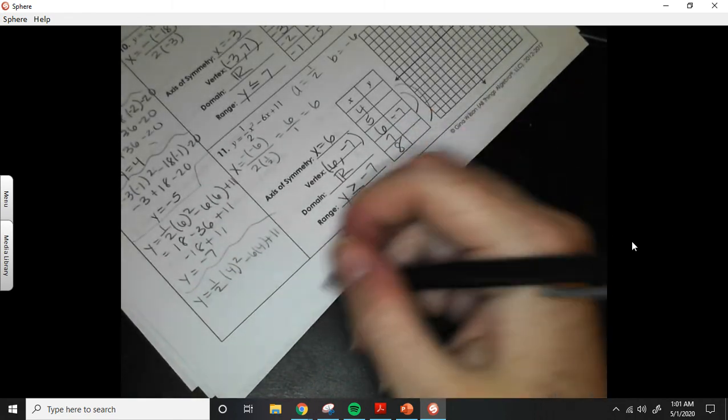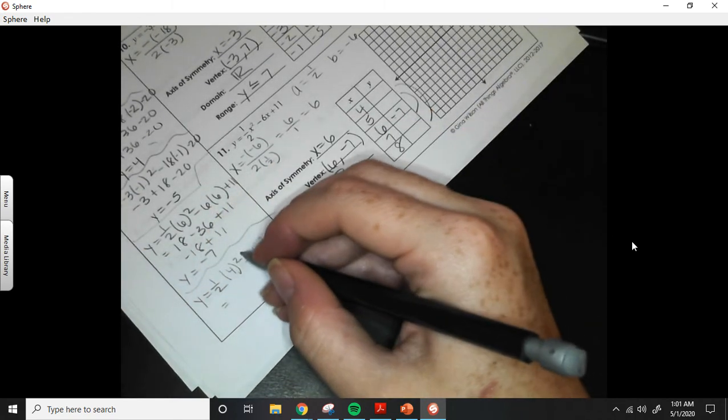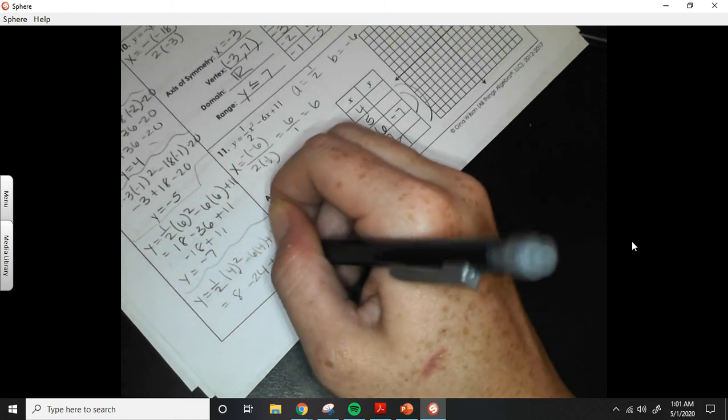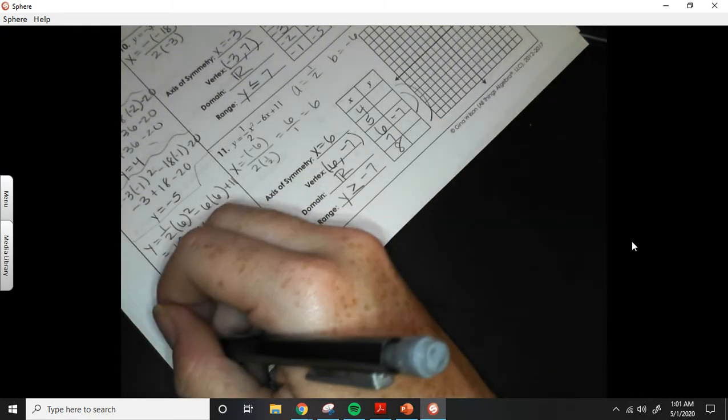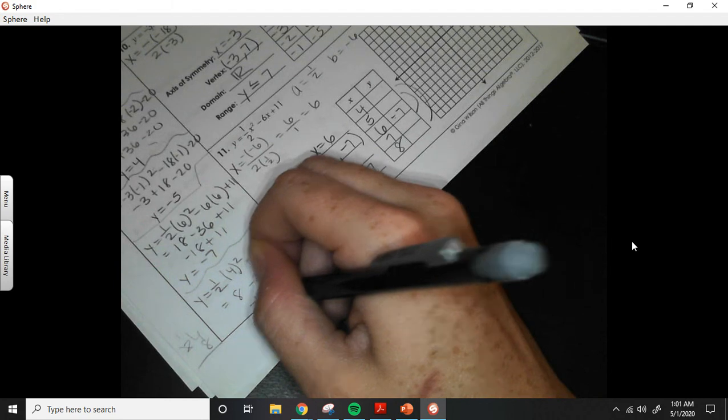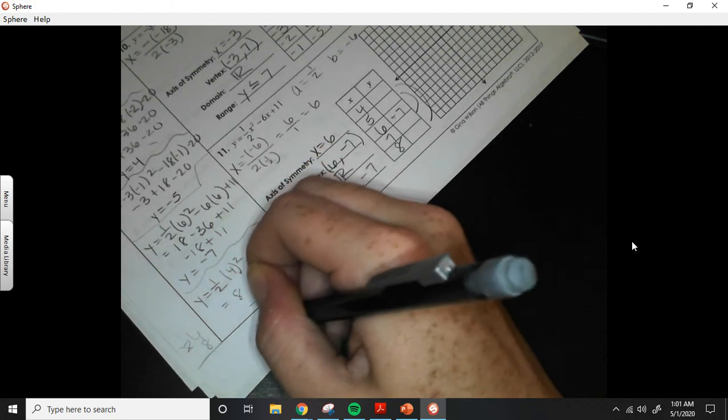Okay, so 8, because 4 squared is 16 times half is 8, minus 24 plus 11. What's 8 minus 24? Negative 16. Negative 16 plus 11, negative 5.